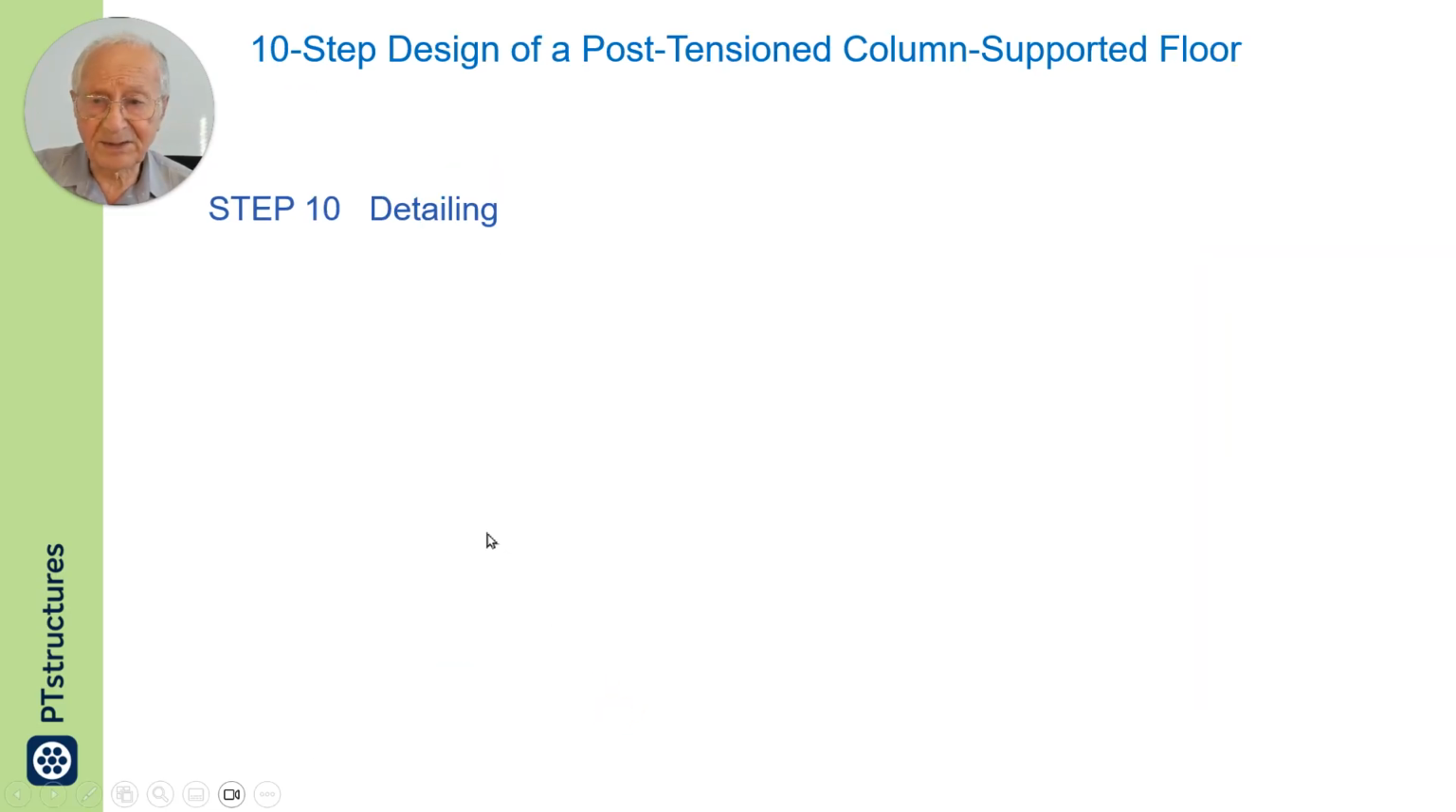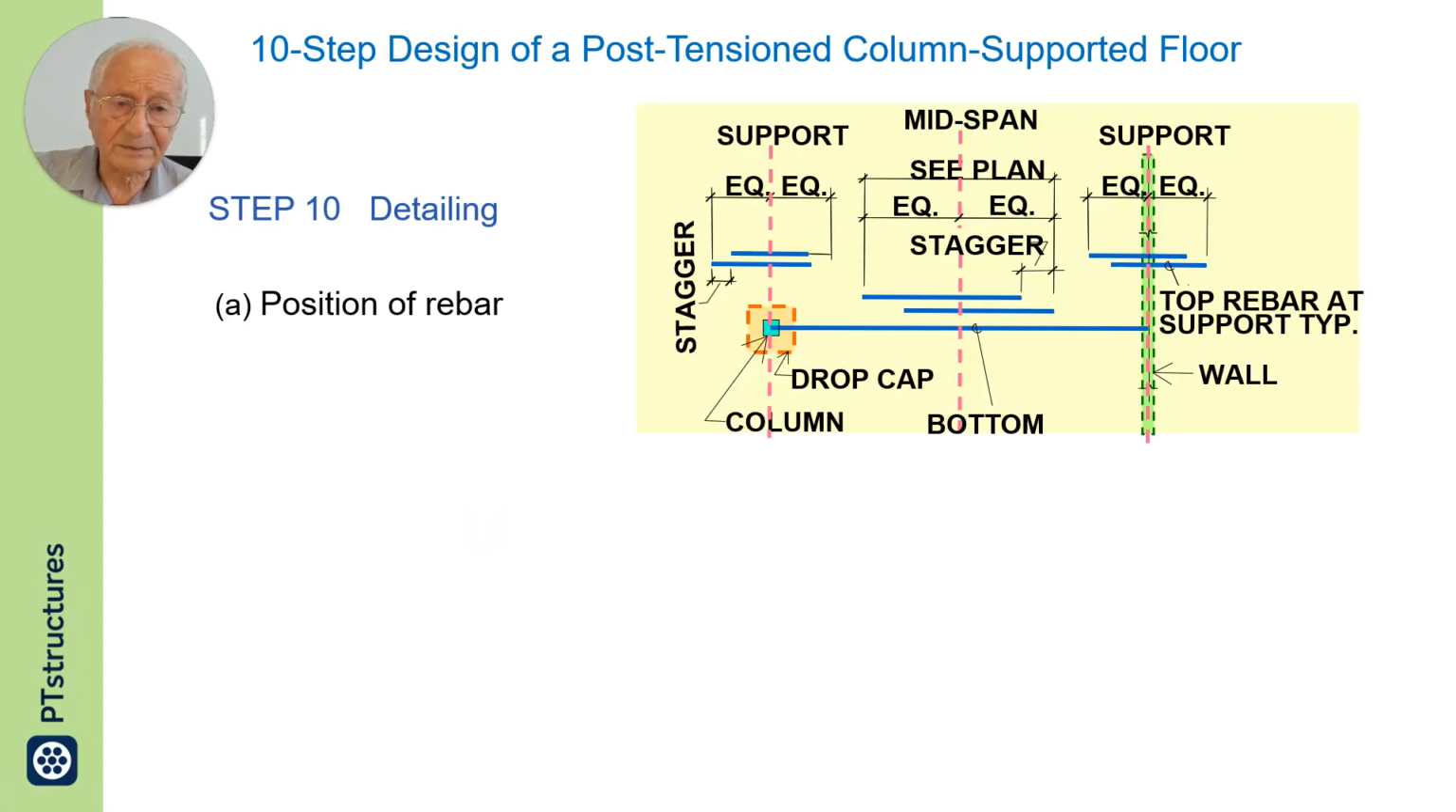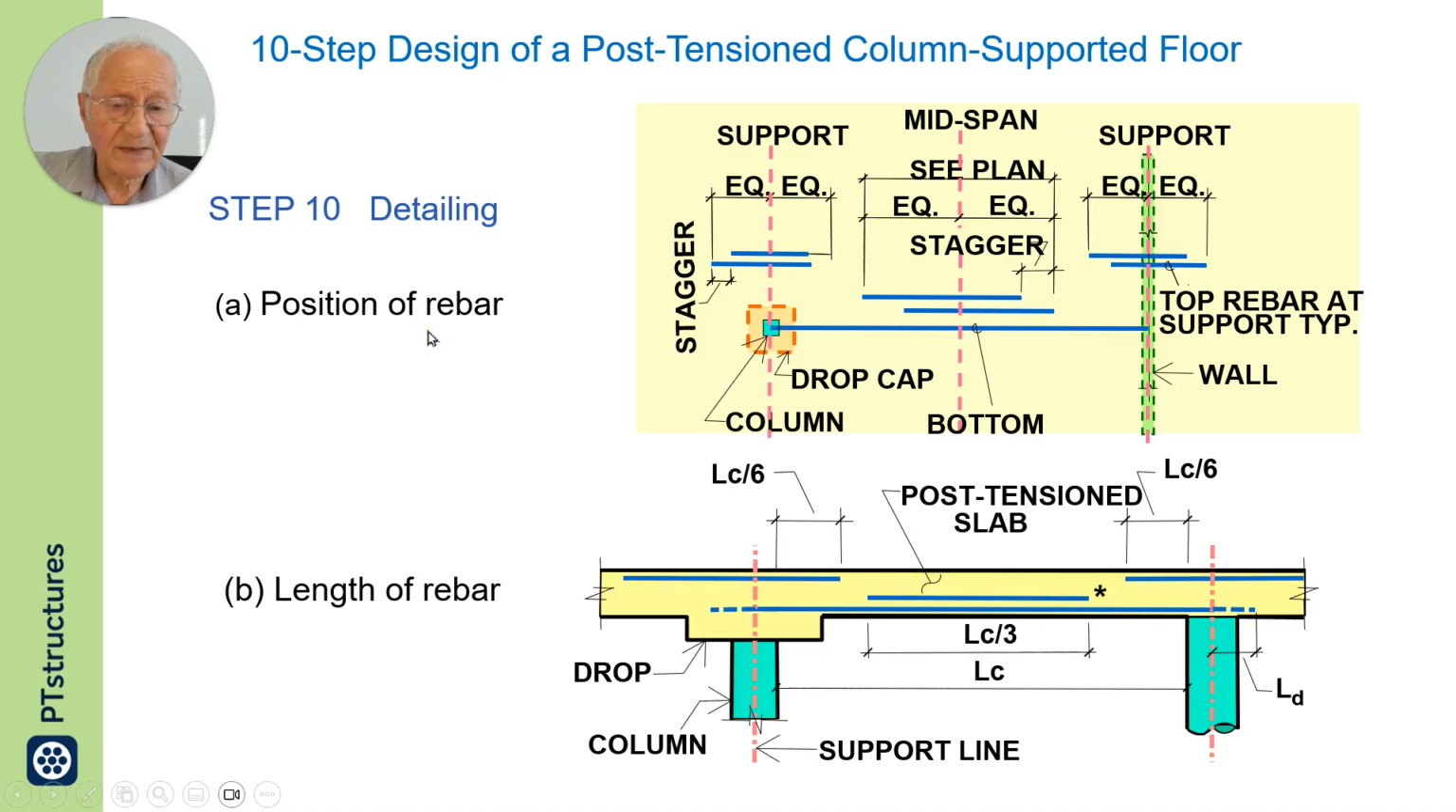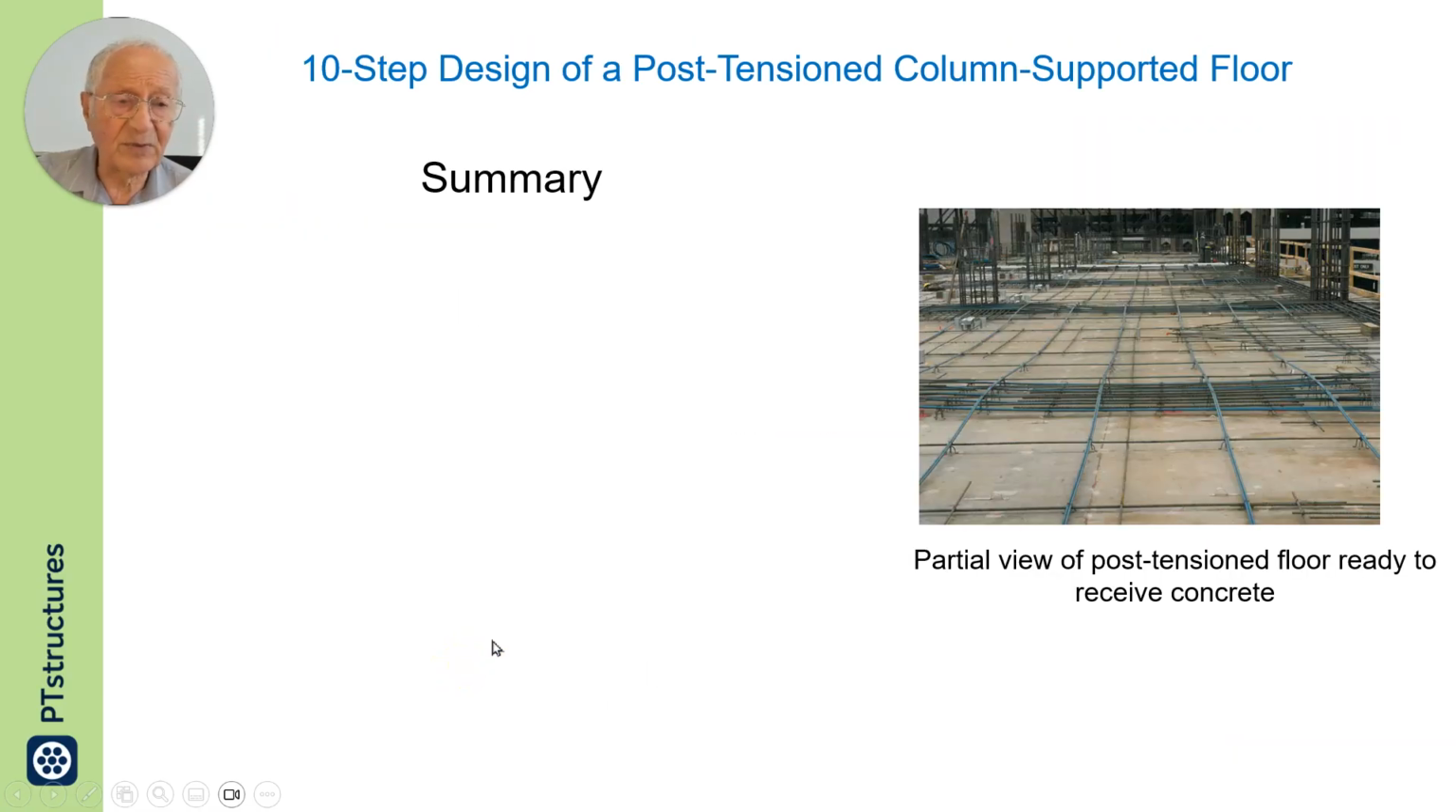Then the last step is detailing. Detailing consists of top bar and bottom bar, position of the bars, and the length of the bars. Position of the bars are shown here with their length given down here. Top bar extends clear span over 6 from the face of the column. Bottom bars are 1/3 of the clear span, centered. Top bars and bottom bars.